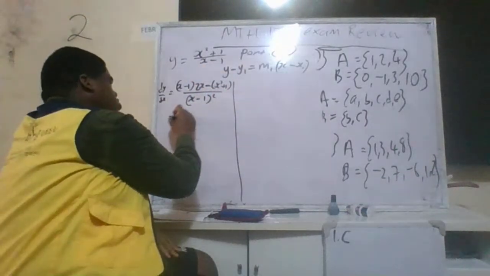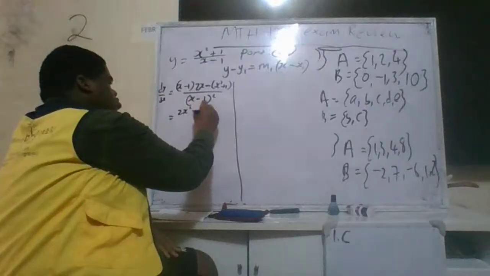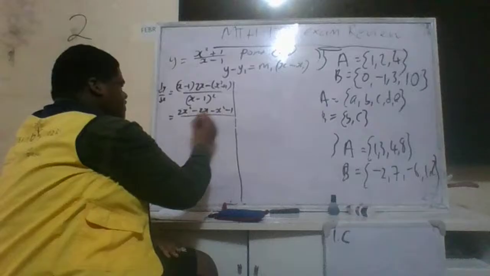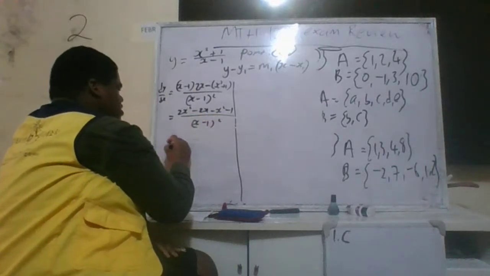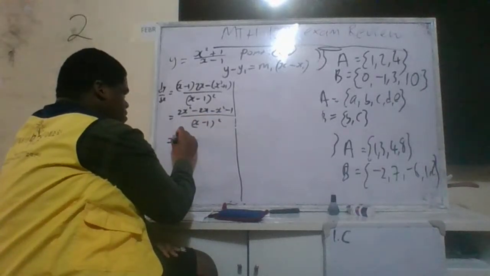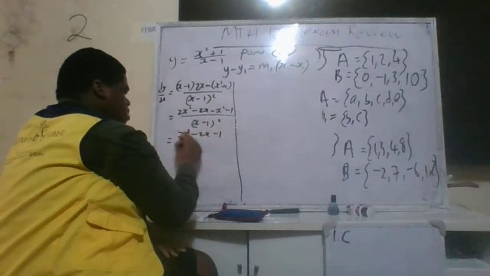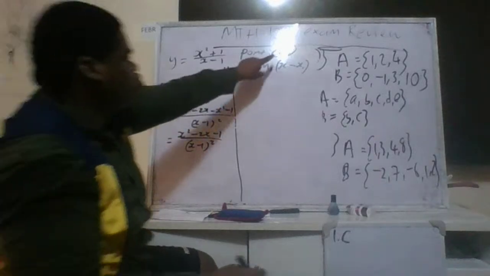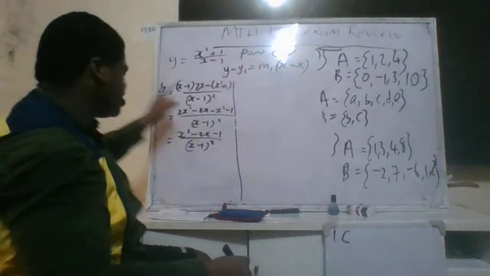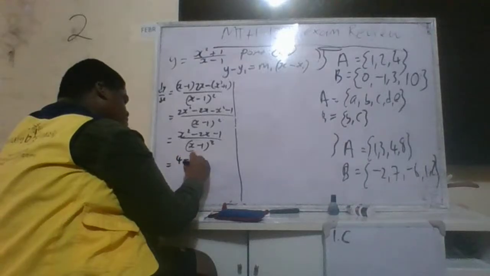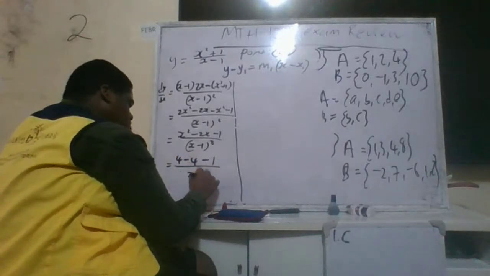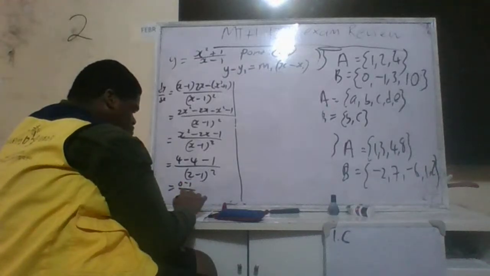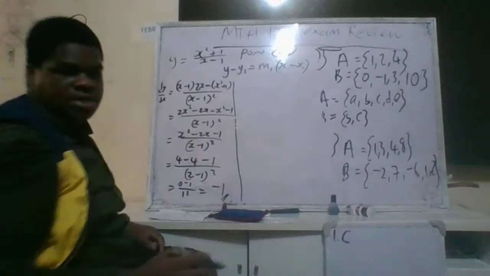Now if you simplify, this is going to equal 2x squared minus 2x minus x squared minus 1, divided by x minus 1 all squared. This is equal to x squared minus 2x minus 1 divided by x minus 1 all squared. When x is equal to 2, we want to find the gradient when x equals 2. This is going to equal 4 minus 1 divided by 2 minus 1 all squared. This is equal to 0 minus 1 divided by 1 squared. This is equal to negative 1.